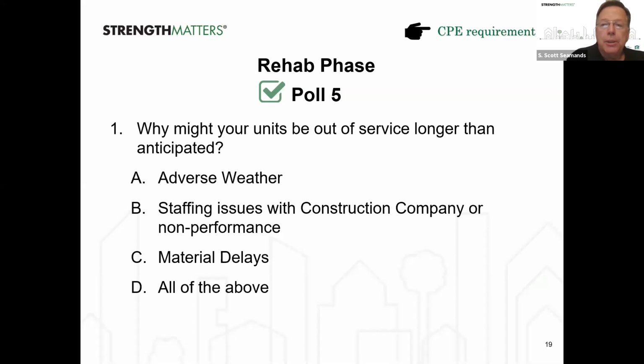So here we have another poll. Why might your units be out of service longer than anticipated? So this is unanticipated things that could cause your units to be out of service longer. The rehab period might be longer than expected. Was it adverse weather or staffing issues with the construction company, or other non-performance on the part of the construction company, or material delays, or all of the above? What do you think might cause your units to be out of service longer than anticipated?